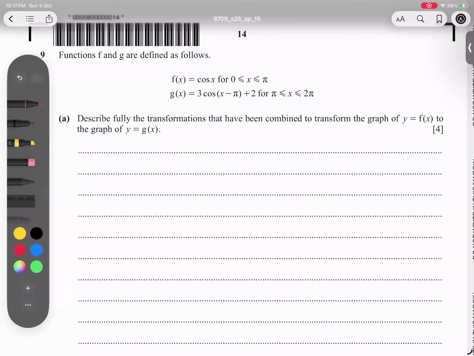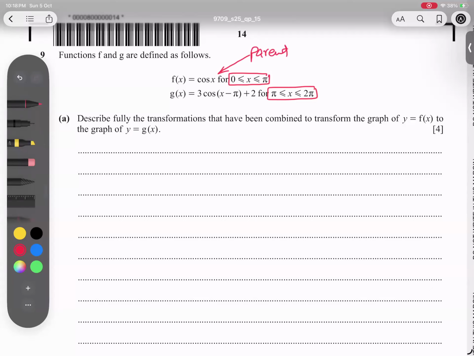So we have question number 9. He has given us two functions. One is this cos, and the second is this. The first domain is 0 to pi, and the second function has this domain. The question is saying, describe fully the transformations that have been combined to form this f graph onto the g graph. So this is our parent function.